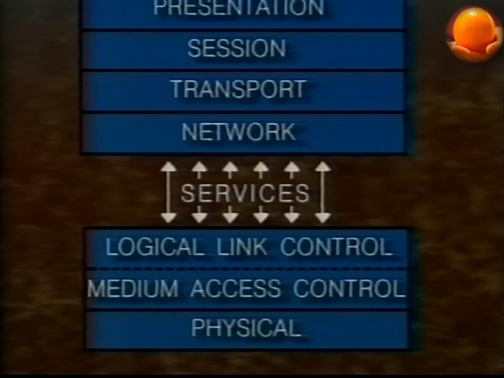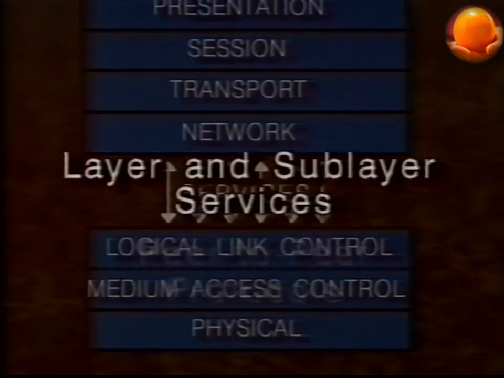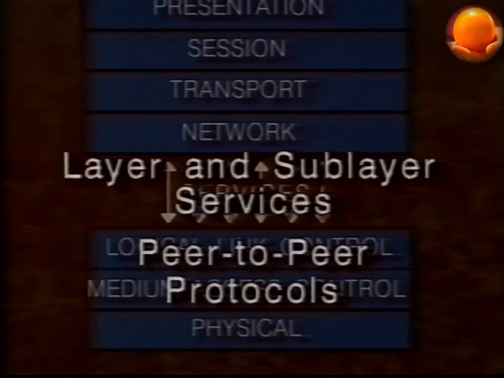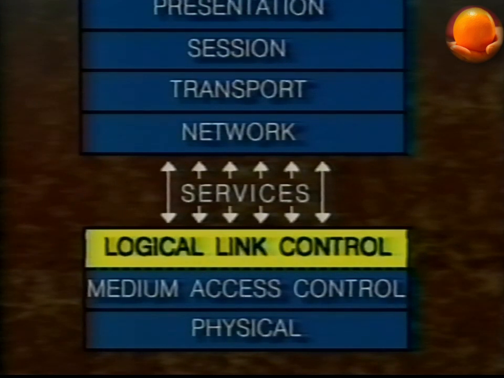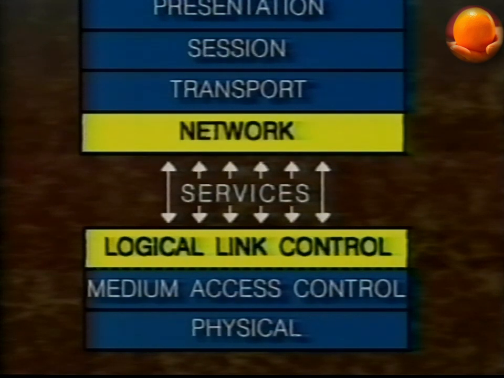The IEEE LAN architecture defines two aspects of the operation of each layer and sublayer: layer and sublayer services and peer-to-peer protocols. Layer and sublayer services describe the interactions that take place between adjacent layers in the same station. Logical Link Control sublayer services consist of those services that an LLC entity provides to a network entity above it. They define the interface between the network layer and the LLC sublayer and describe the functions that a network entity can request of an LLC entity.